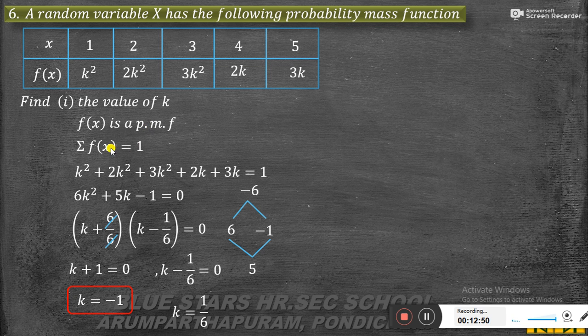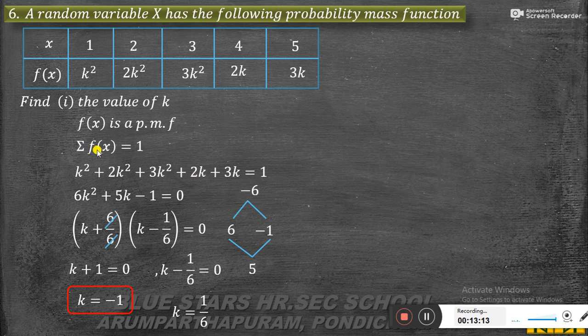So I take this condition, summation f of x equal to 1. This is the condition for probability mass function. So I add all the f of x values. So I write all the values: k square plus 2k square plus 3k square plus 2k plus 3k equal to 1. Okay, summation f of x equal to 1.